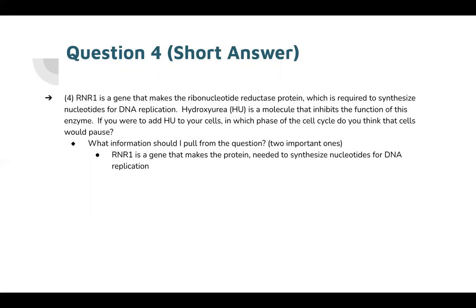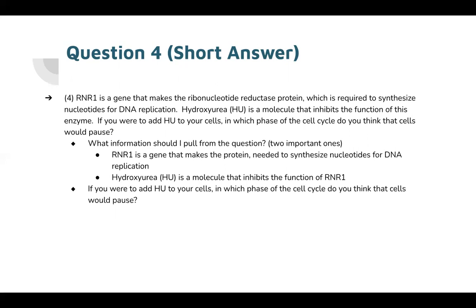I took a lot of the junk out of this question. To answer this question, we don't really need these fancy words, ribonucleotide reductase protein. We just need the bare bone information from it. And the second important information is hydroxyurea is a molecule that inhibits the function of RNR1. So if you were to add hydroxyurea to your cells, in which phase of the cell cycle do you think the cells would pause?